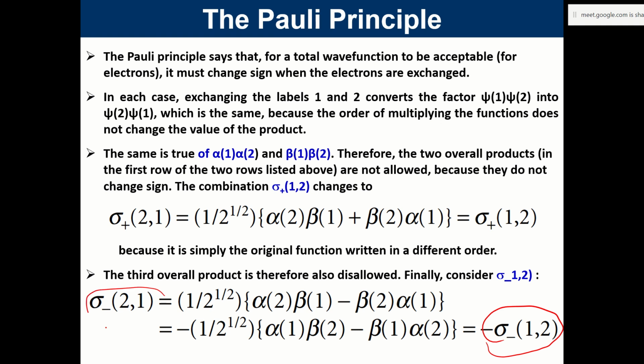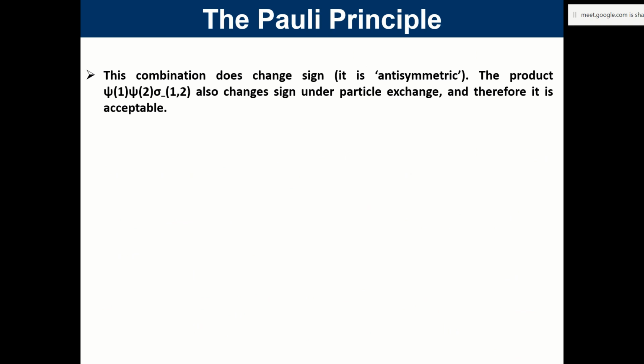It is when we take into account the fourth combination, the alpha beta, beta alpha. When we change the labels, 2 goes to 1, 1 becomes 2. In that case, the sign of the spin wave function is changing, and so the overall wave function sign is also changing. So total wave function is changing, and that explains why we say that this function is antisymmetric.